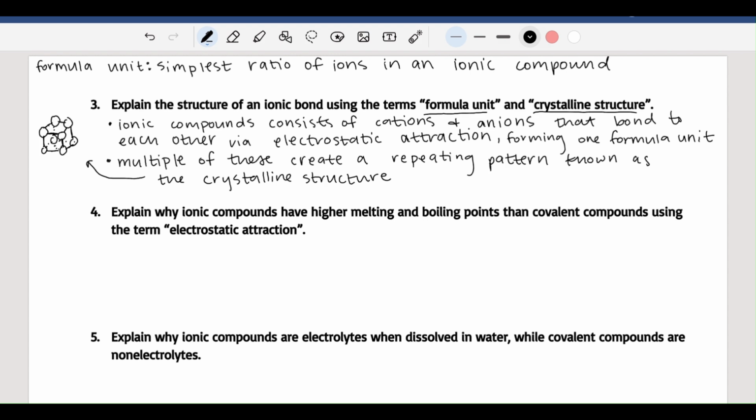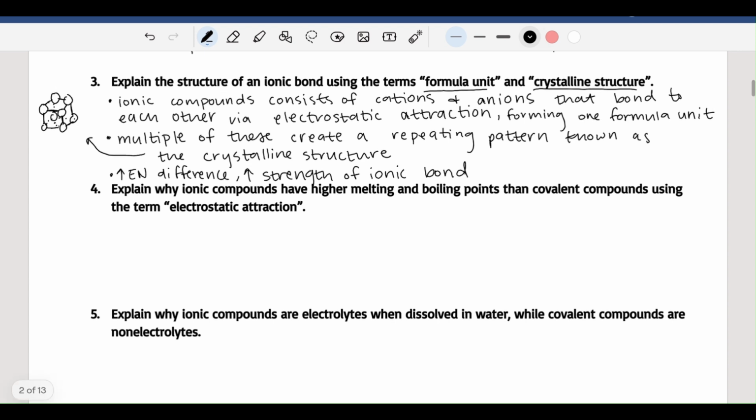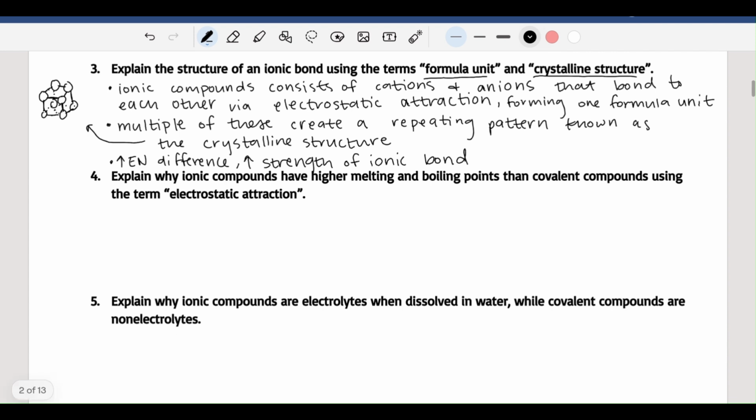Okay. And then lastly, because of the high electronegativity difference, you get a higher strength of your ionic bond. So just remember, when you have a big electronegativity difference, the ionic bond is going to be stronger because it strengthens that crystalline structure and the repeating pattern. Makes it really stable and makes a really strong bond.